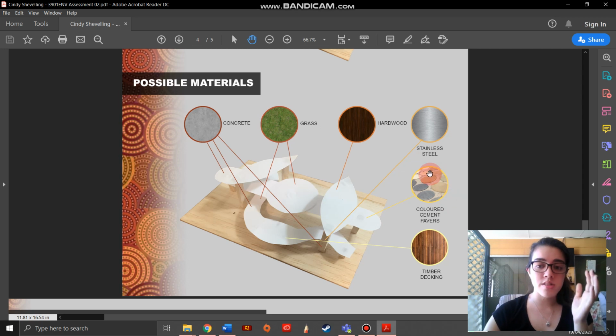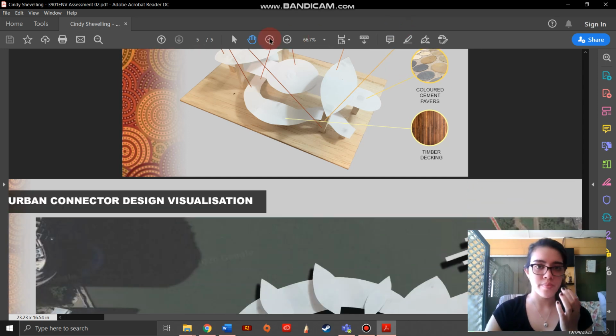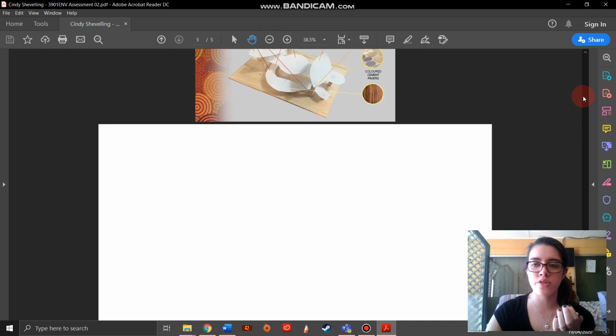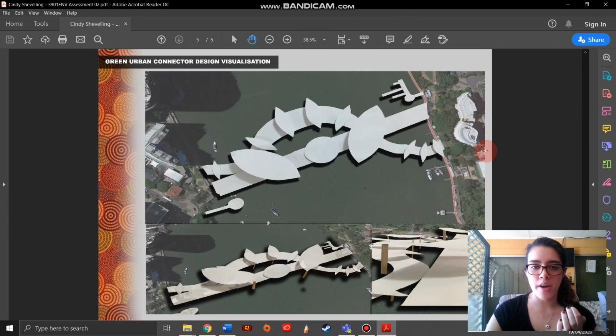In terms of the coloured cement pavers, I thought there would be more of a connection between that and the symbolism of dot painting, and have these symbols end up in the ground itself, like the sea turtles or the fish that they used for hunting. It's a more decorative point, more connected to the history of what they used to do back then.